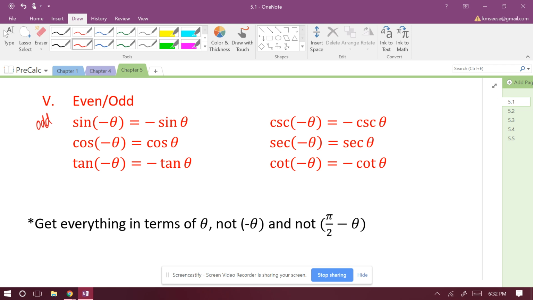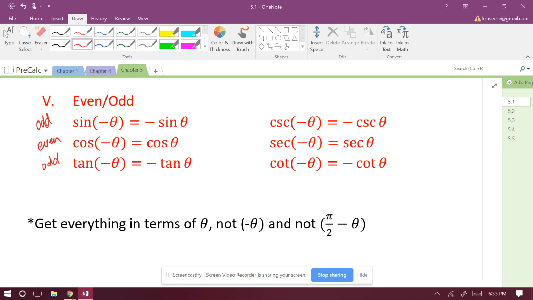Cosine of theta is an even function. So when I plug in negative theta, it's the exact same thing as if I plug in theta. Tangent of negative theta is negative tangent theta. Odd. And the reciprocals follow suit as well. So cosecant of negative theta is equal to negative cosecant of theta. Secant of negative theta is equal to just secant of theta. And cotangent of negative theta is equivalent to negative cotangent of theta.